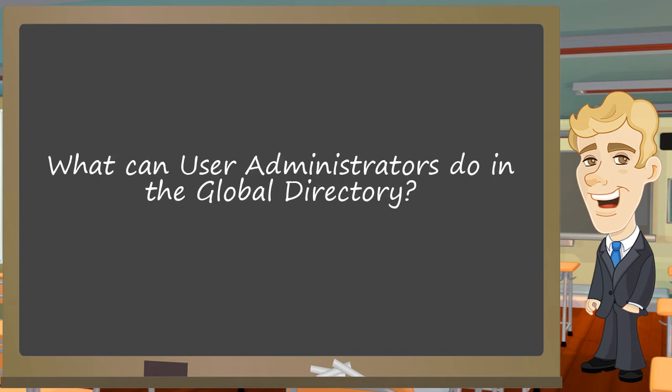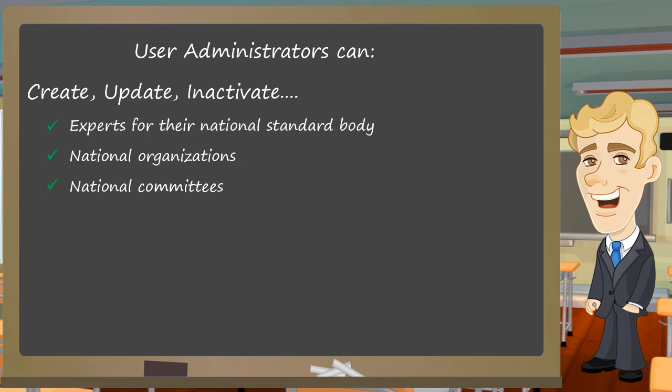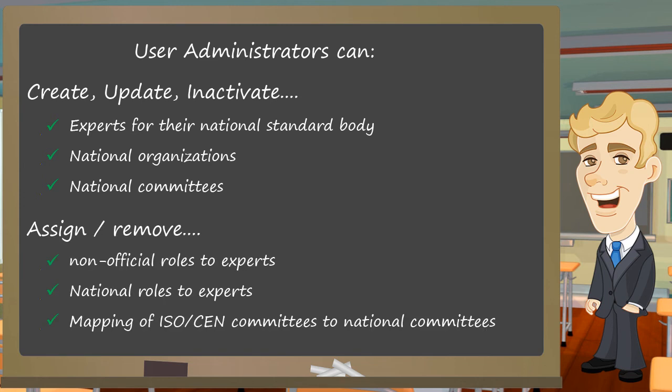What can user administrators do in the global directory? User administrators can create, update and inactivate experts for their national standard body, national organizations and national committees. User administrators can also assign and remove non-official roles to experts, national roles to experts and mapping of ISO and CEN committees to national committees.